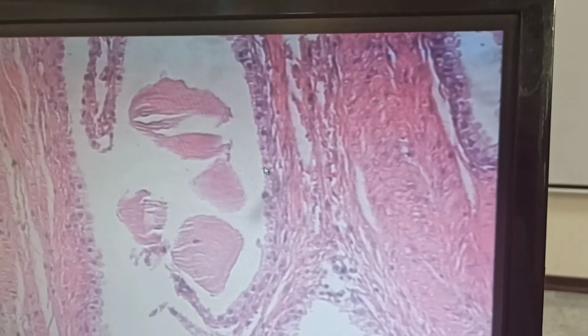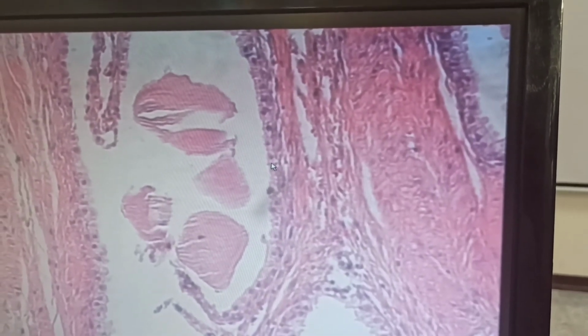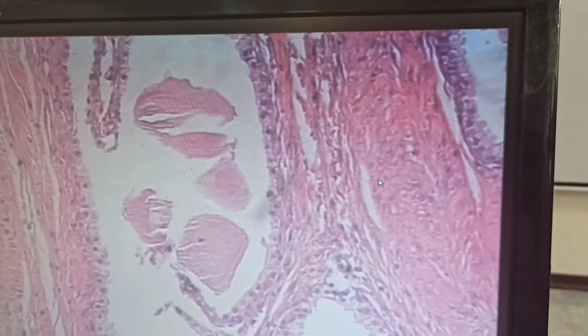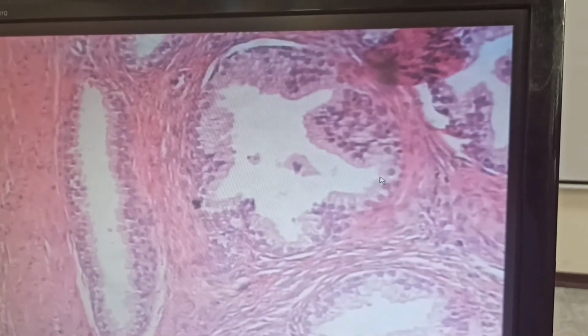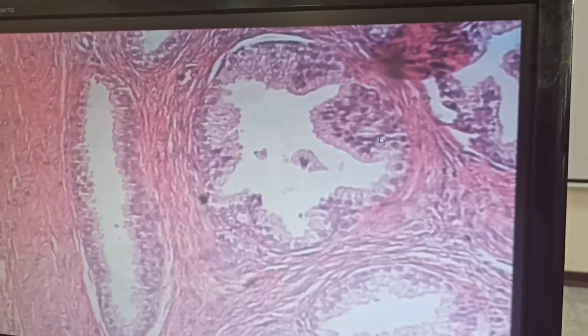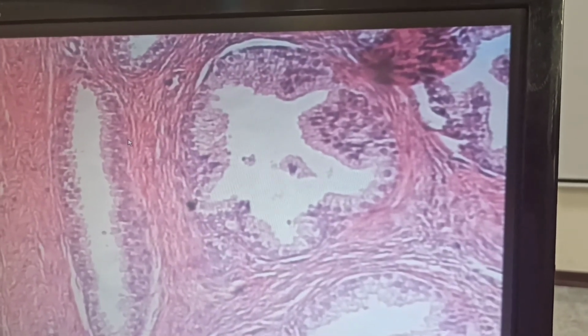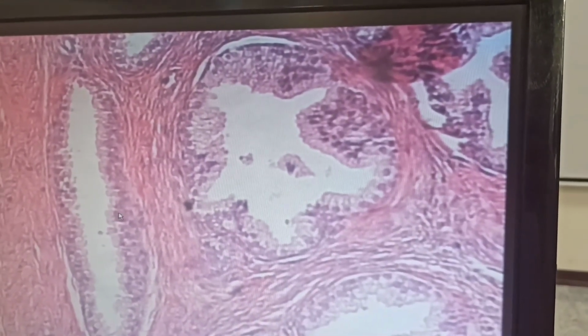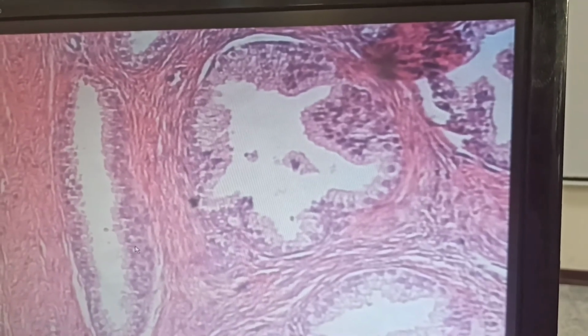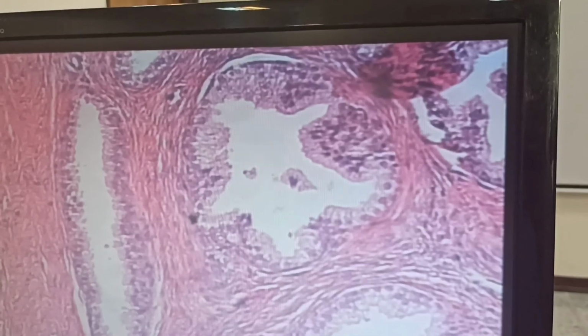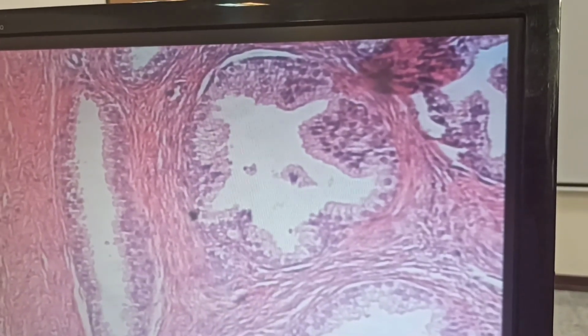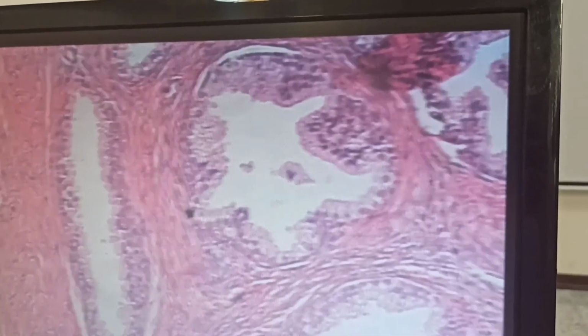Simple cuboidal epithelium here, fibromuscular stroma, and in some places like this, pseudo-stratified epithelium. When the gland is active, it has pseudo-stratified epithelium. When it is inactive, it has simple cuboidal. See your slide.